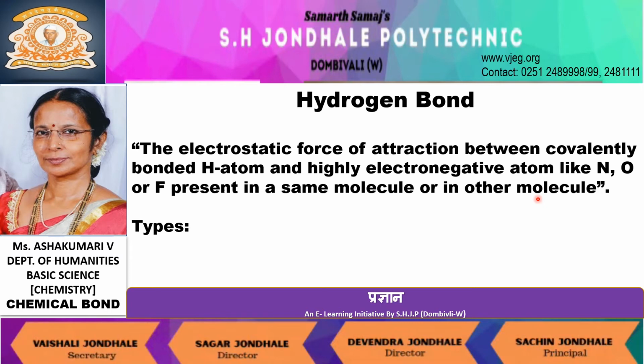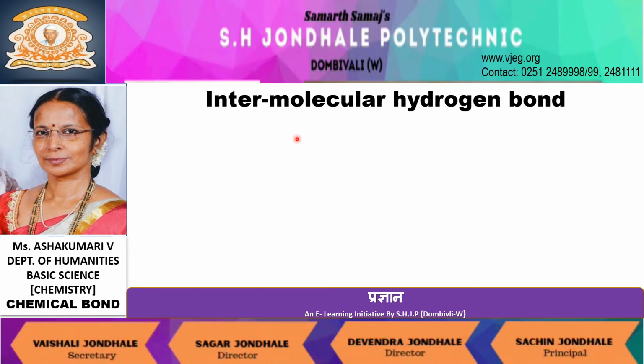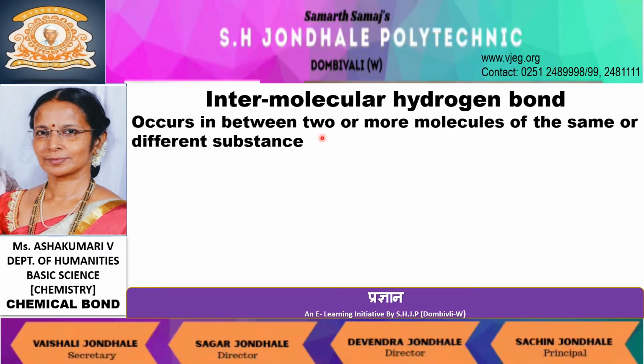There are two types of hydrogen bond: intermolecular hydrogen bond and intramolecular hydrogen bond. First, let us study intermolecular hydrogen bond. It occurs between two or more molecules of the same or different substance.